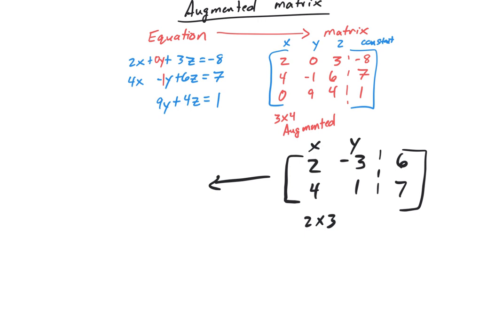So what we would say here is 2x minus 3y equals 6, and then 4x plus y equals 7. And that would be the set of equations that it would represent. Okay, so not overly difficult stuff. There's not a lot of work involved. It's just being able to rewrite it from one form to another.